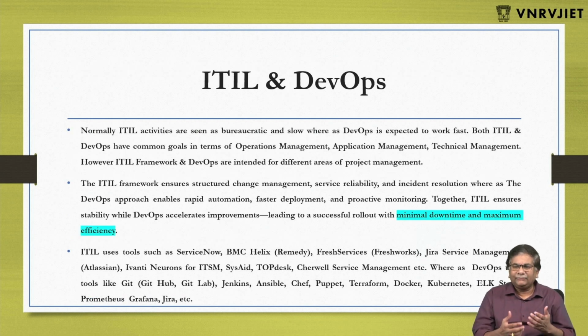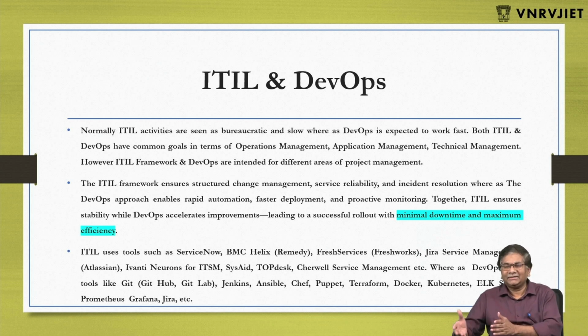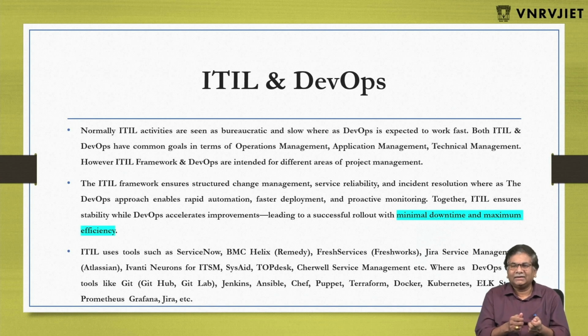Now, there are a few important points that we can discuss about how ITIL and DevOps get together. One thing I told you in the previous slide is that the IT department, except for the developer team in DevOps, normally doesn't talk to other departments face-to-face, because they are a limited set of people, so they interact through interfaces. That's what the first point says. Normally, ITIL activities are seen as bureaucratic and slow, whereas DevOps is expected to work fast. So it's like a contradictory thing, right? In fact, not. Both ITIL and DevOps have common goals in terms of operation management, application management, and technical management.